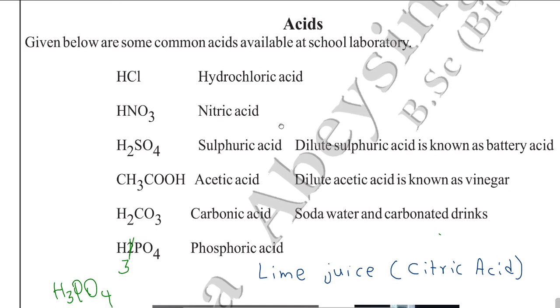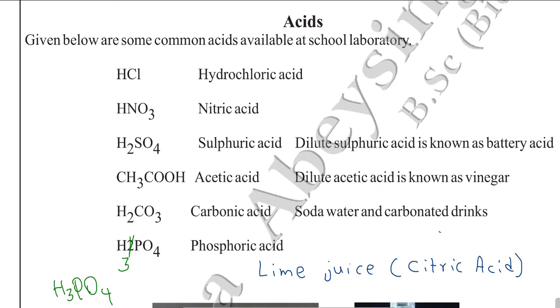We can tell hydrochloric acid. Even the smaller classes know the chemical formula of HCl. Nitric acid, HNO3, right? In all the acids here you can understand hydrogen is there. And sulfuric acid, H2SO4. The dilute sulfuric acid is known as battery acid. To make a simple cell, we also use this dilute sulfuric acid, right?